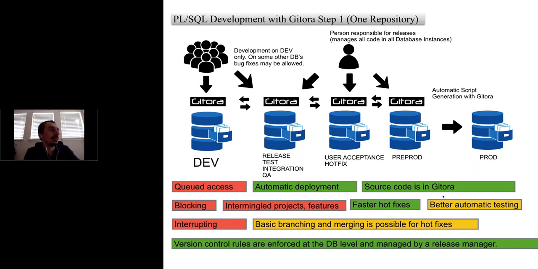We are still blocking each other when we work in dev. It's still interrupting. I mean, we haven't fixed those issues yet. Projects and features are still intermingled. But notice, we got faster hotfixes because now you can use the hotfix database or the test database to implement urgent issues. You can fix something there now. It's okay. That new code you put there will not get lost.